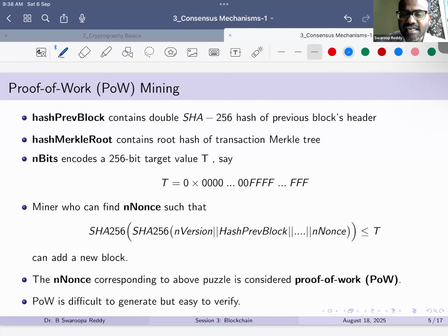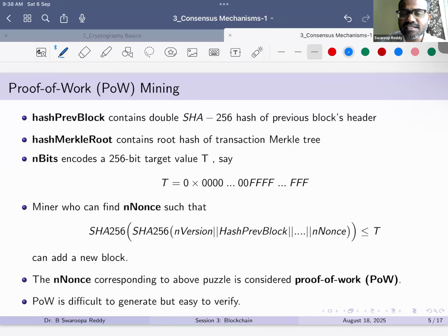Unless it satisfies this condition, that block is not accepted by all other peers in the network. Once I solve this puzzle, only then can I include that nonce value in the block header and send that block to the network. So the nonce corresponding to the above puzzle is considered the proof of work.